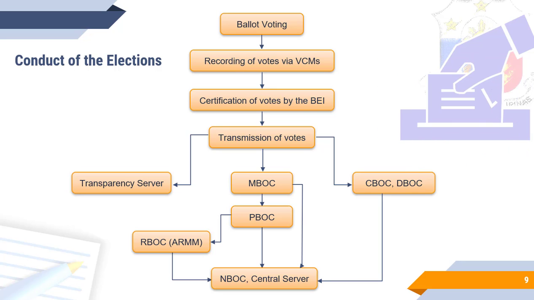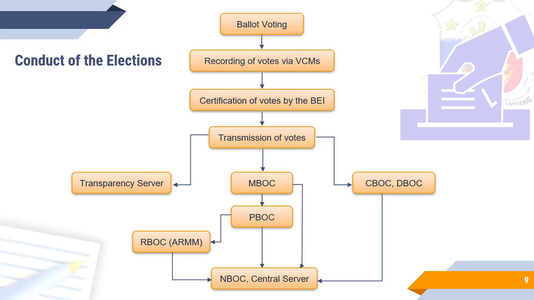The election returns that reach the MBOC are now transmitted to the Provincial Board of Canvassers or PBOC server, which gathers the election returns from each municipality, and then transmits them to the National Board of Canvassers or NBOC. In the case of the CBOC and the DBOC, they immediately transmit the election returns to the NBOC. Meanwhile, in the BARMM, the election returns are transmitted to the Regional Board of Canvassers or RBOC, before reaching the NBOC. All of these election returns also reach the central server.